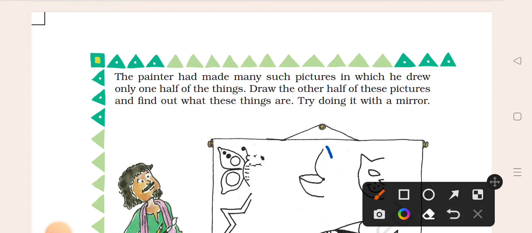Now the Deepavali Diya. It is so easy. This is the Deepavali Diya. Now the cat's face. The cat has an eye and her nose and her mouth.